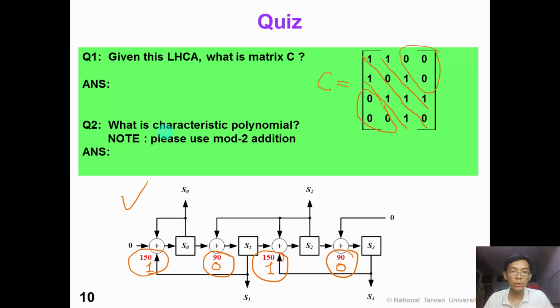Problem number 2. To work on the characteristic polynomial, we need to solve the determinant of C minus lambda I. If you solve it correctly, you would get this polynomial, x to the power of 4 plus x plus 1. Because this one is more difficult, we will explain in the following slide.